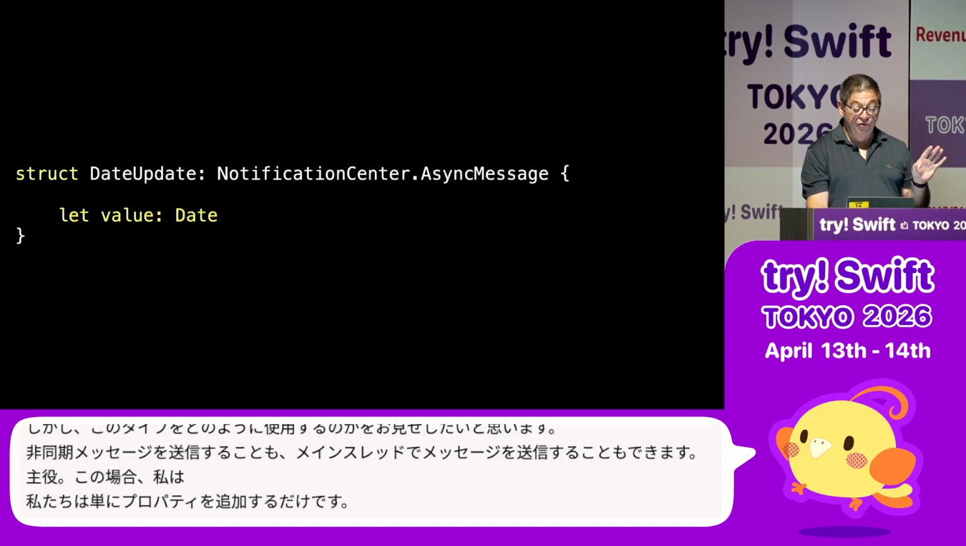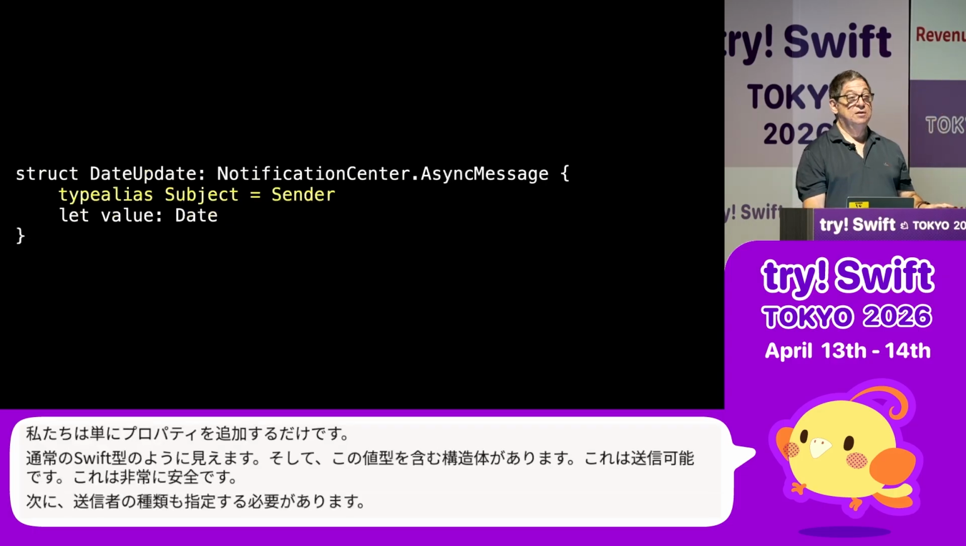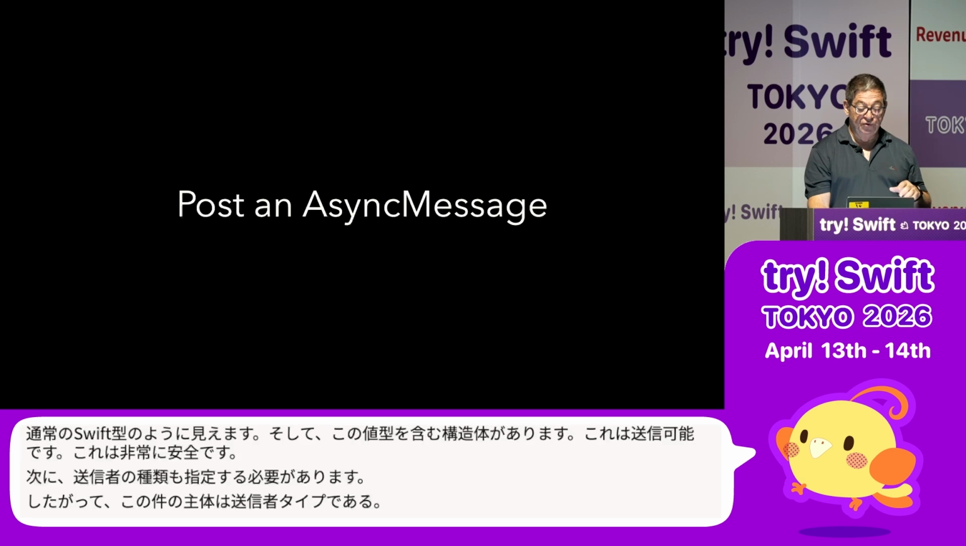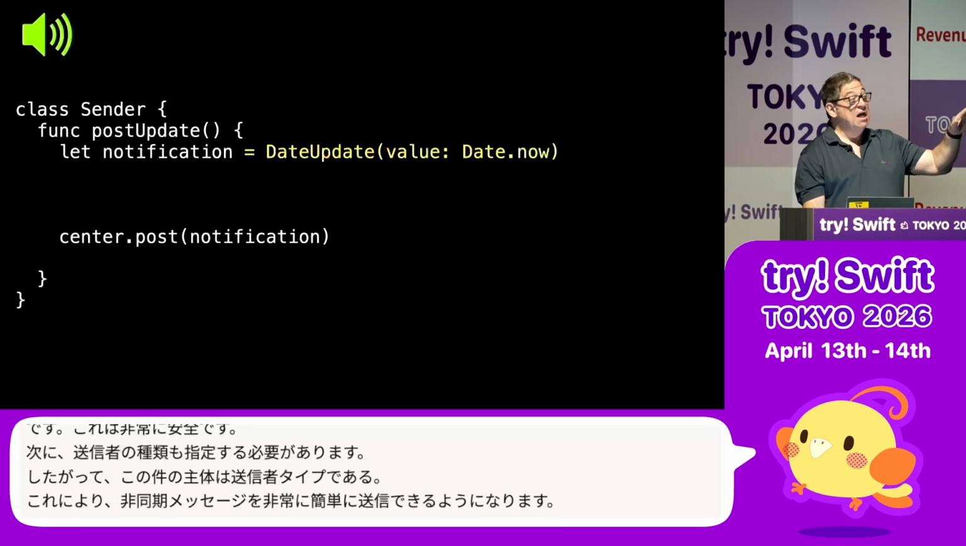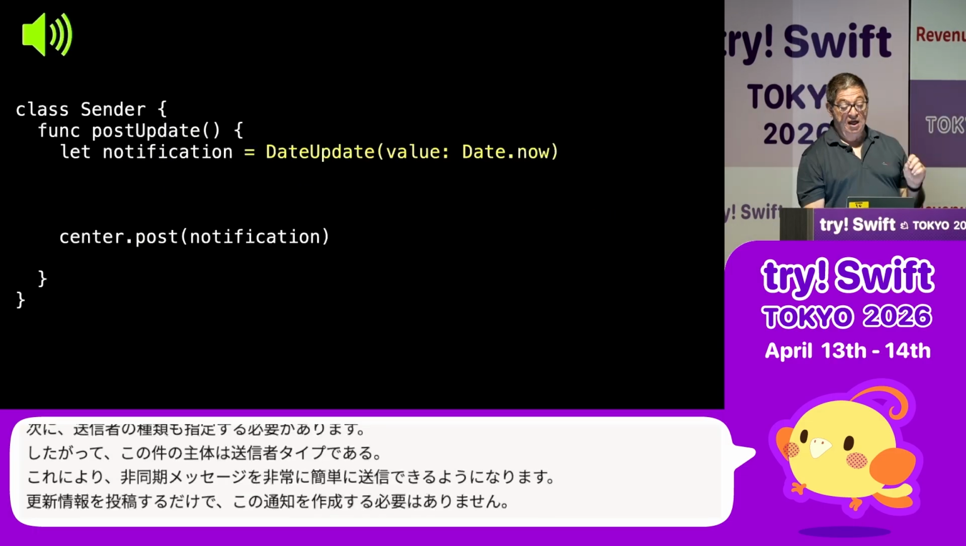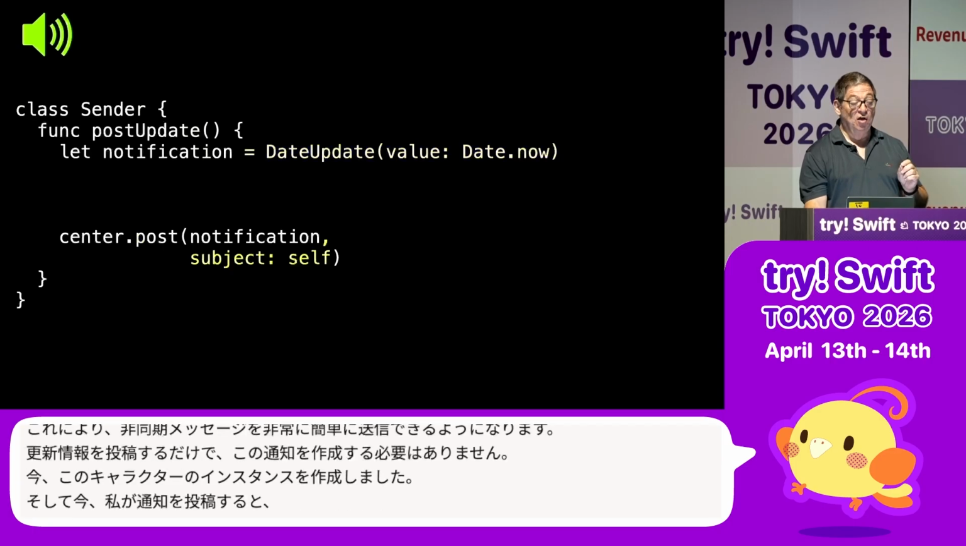Now I need to also specify what type the sender is. And so the subject is of type sender. And this allows me to post an async message fairly simply. I post an update. I don't have to create this notification. I just create an instance of this guy. And now when I post the notification, I also specify the sender isn't just of type sender. It is this instance of sender.